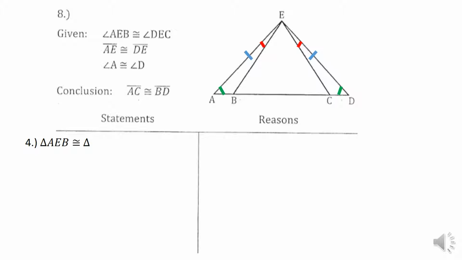So triangle AEB is going to be congruent to which triangle? Make sure that you get the letters in the absolute correct order. There's only one correct order here. Right, AEB is going to be congruent to triangle DEC. And what's going to be the postulate? Right, it's going to be angle side angle postulate.